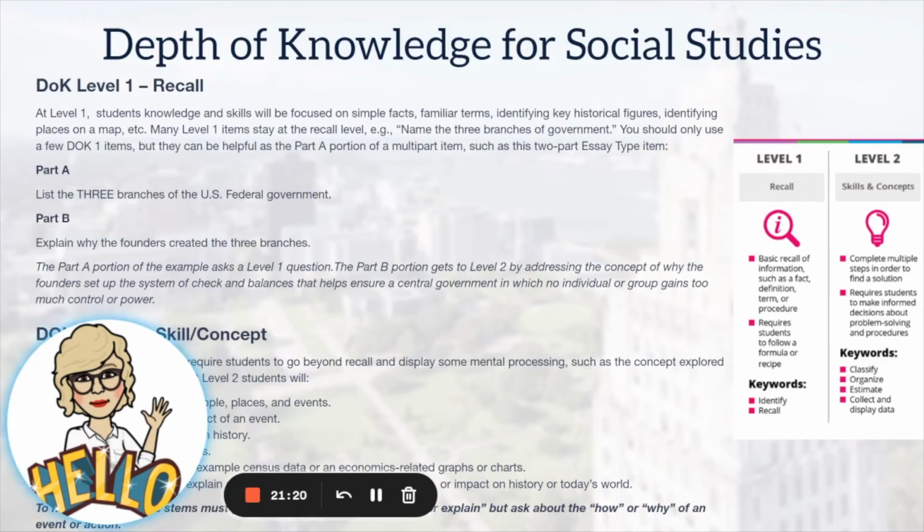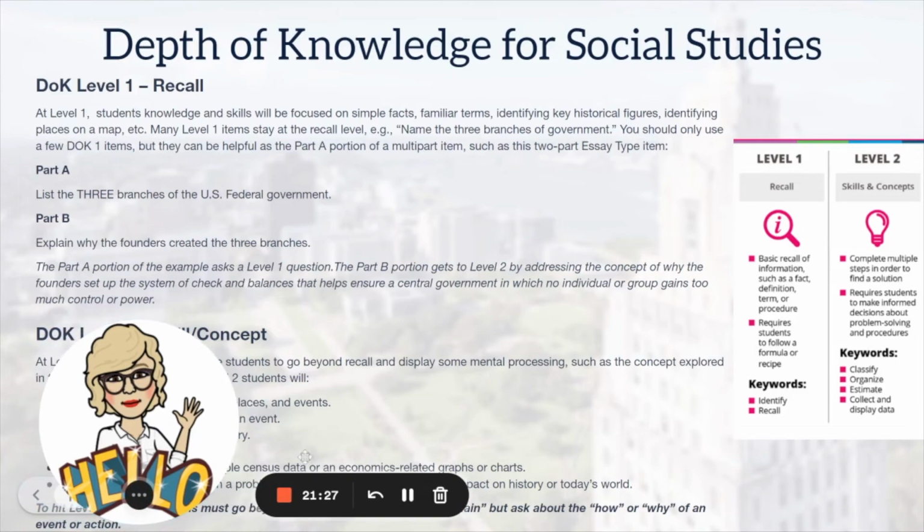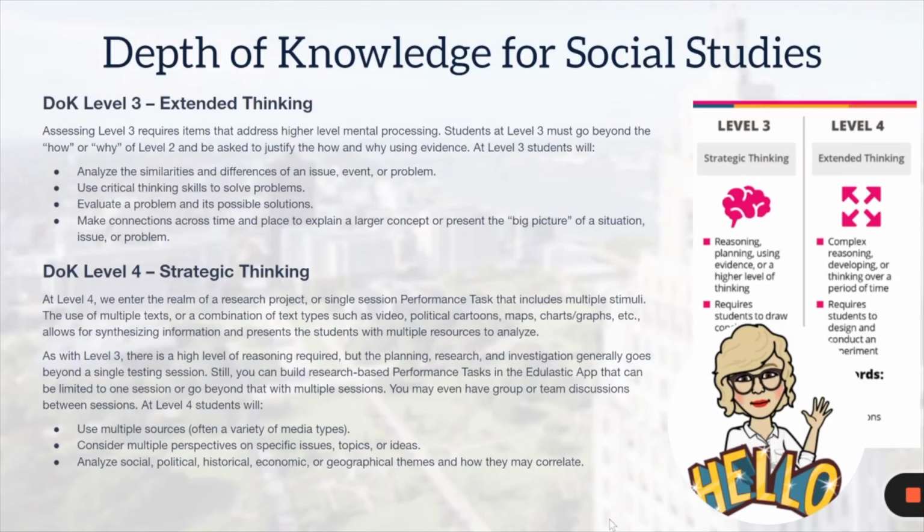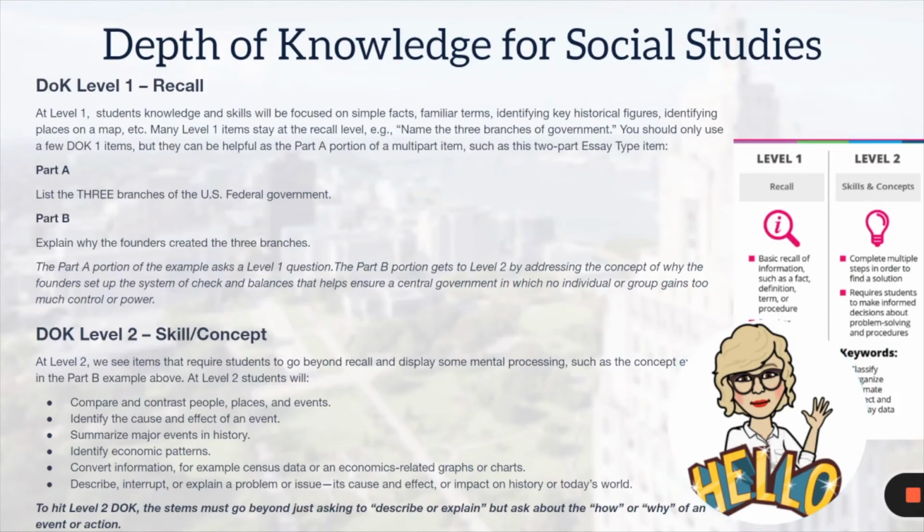So as you look here in social studies, we're going to just briefly look at depth of knowledge for social studies. So a recall level question might involve using list 3 branches of government.